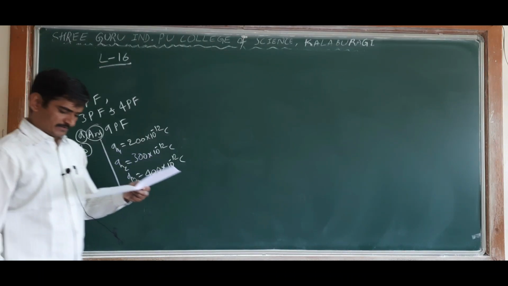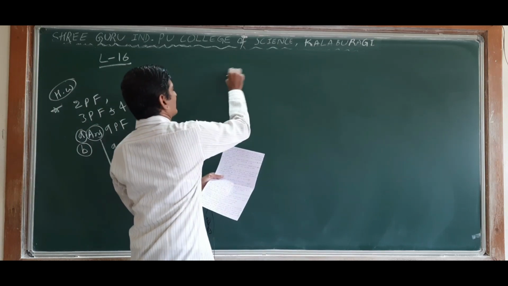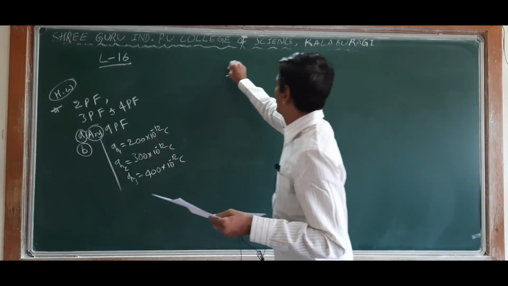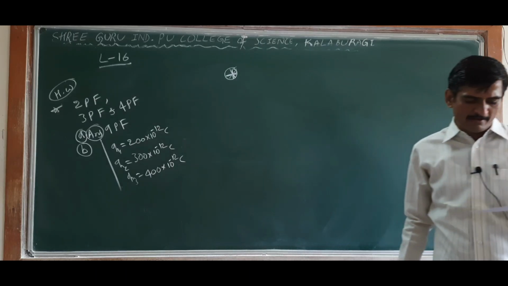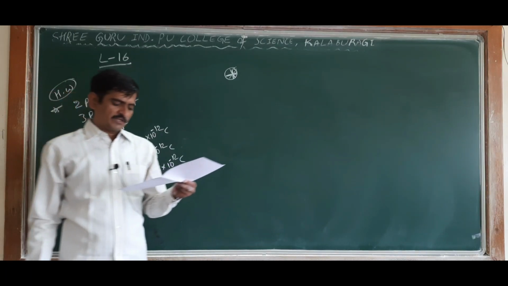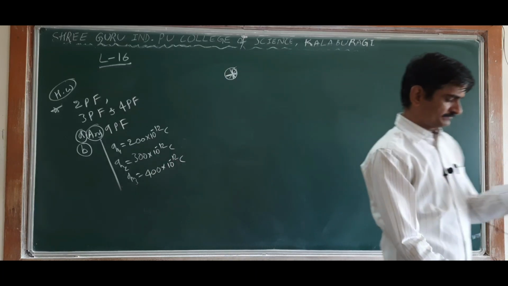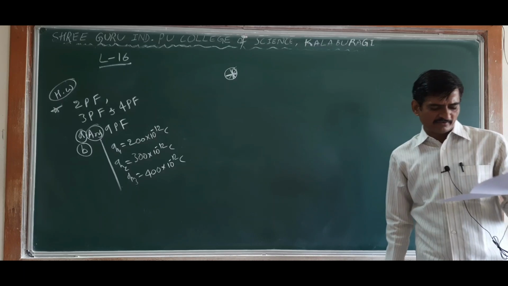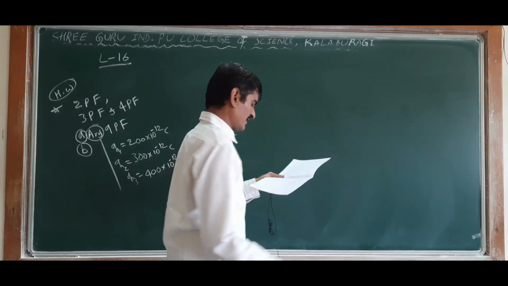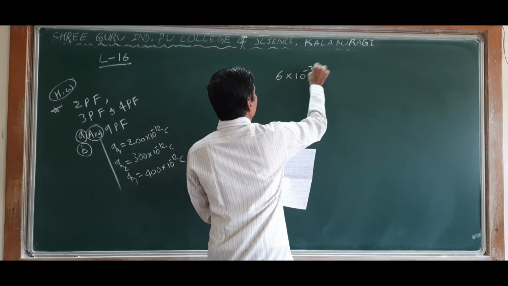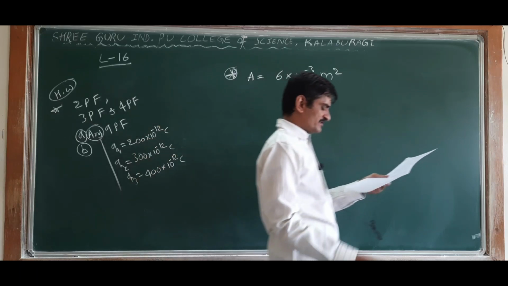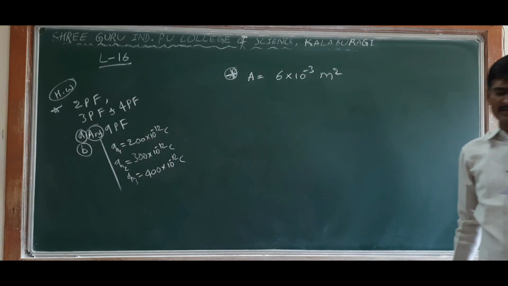In a parallel plate capacitor with air between the plates, each plate has an area of 6 into 10 to the power minus 3 meter square.